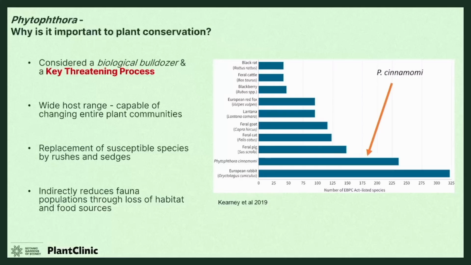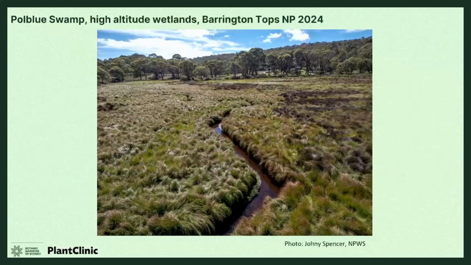And this is just reproduced from Kearney, and it just ranks invasive species based on their impact. And Phytophthora cinnamomi is ranked second to the European rabbit. And I'd just like to point out that this is one species of Phytophthora, and there are over 300 species globally. So the impact at the genus level is much greater than this, or potentially.